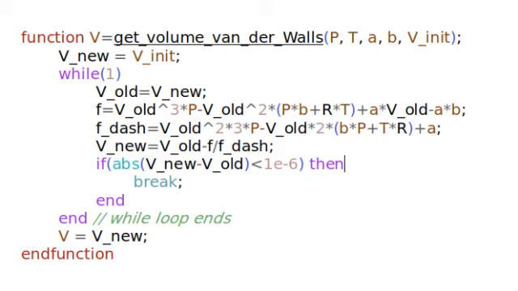In that while loop you see a letter f, that is our main function, and f dash is the derivative of that function. Then we use this Newton-Raphson formula and iterate until the difference between the old volume and the new volume is less than 1 into 10 to the power minus 6. Then we break the while loop, and this will be the final value of the volume.